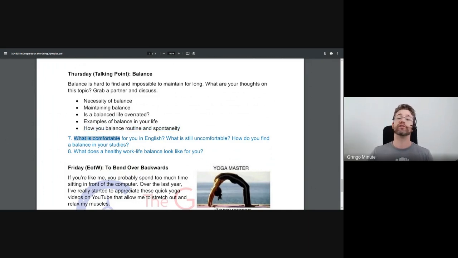Guys, how do you balance your English studies? Do you do a little bit of what you like with a little bit of what you need? What does a healthy work-life balance look like for you? Another hard one. Your companies and your business will tell you, work more, but your family will say, no, work less. So what's the right answer? We need to find that balance. How about you? What does your work-life balance look like?